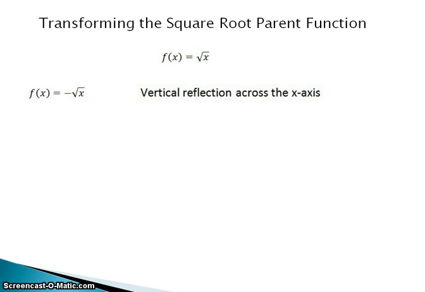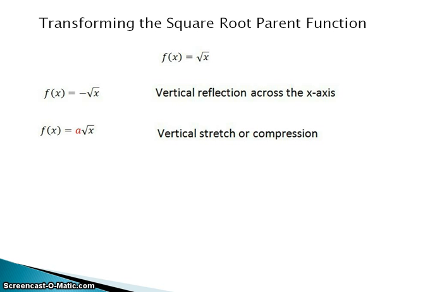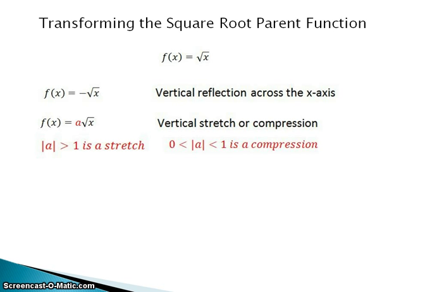If there is a negative sign in front of the square root, that is a vertical reflection across the x-axis. If there is a number in front of the square root, that is a vertical stretch or a compression. If the absolute value of that number is greater than 1, it is a stretch. If the absolute value of that number is between 0 and 1, it is a compression.